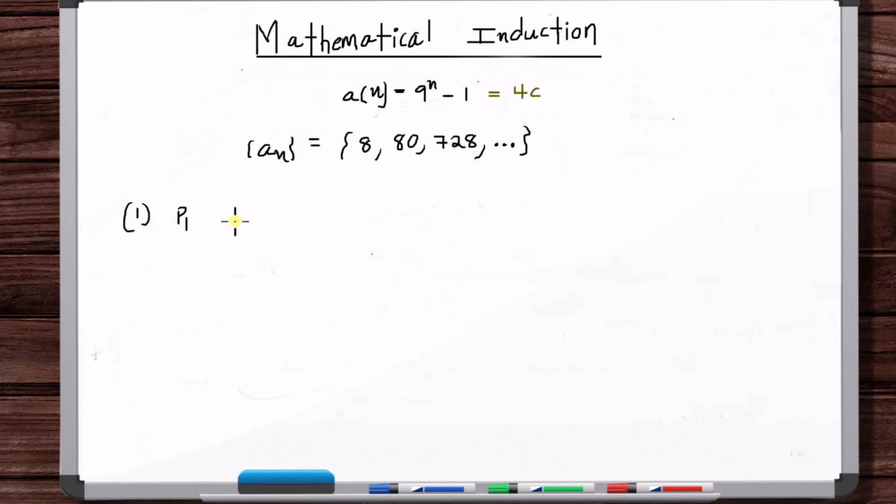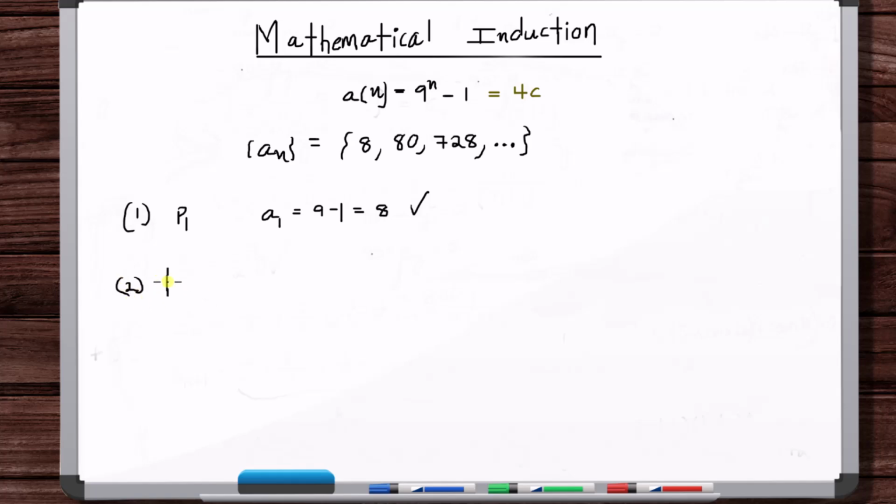So a sub 1 is equal to 9 minus 1, which is equal to 8, which is equal to 4c. 8 divided by 4 is 2, so c is equal to 2. Okay, so that's true.